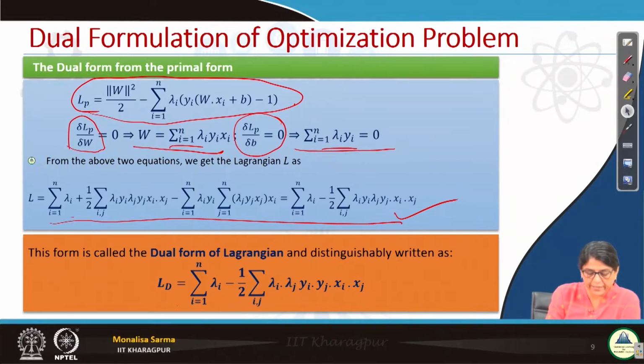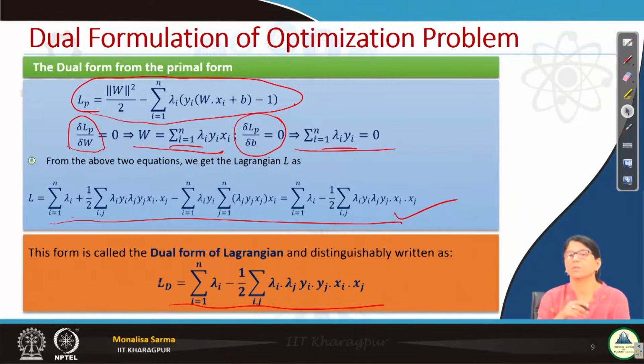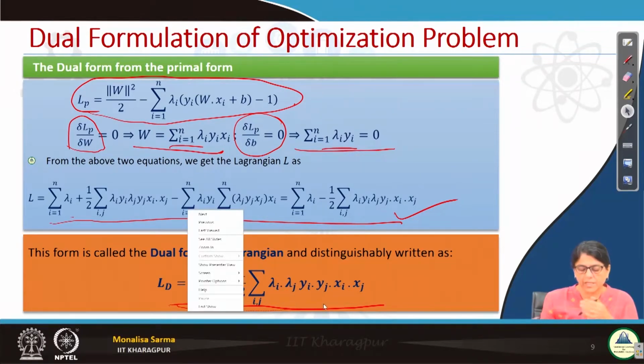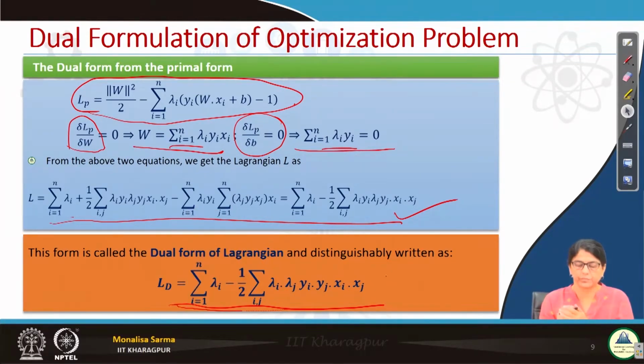So in short, I can write it this way, and this I am calling the dual Lagrangian form. The primal Lagrangian was my Lagrangian form, and in that I have done some sort of substitution. I did not do anything else. I differentiated with respect to W and with respect to B, and whatever I got, I substituted in the primal form, and I got a different expression which I am calling the dual form of Lagrangian.